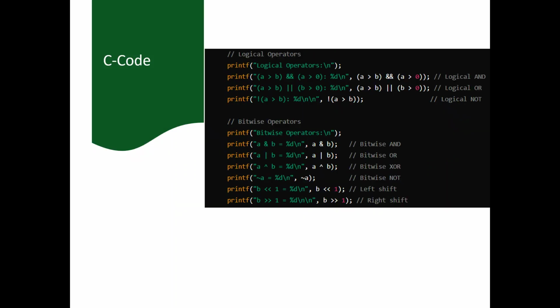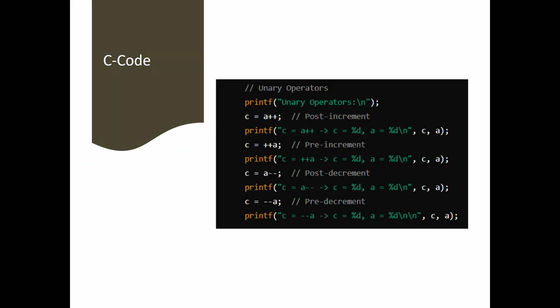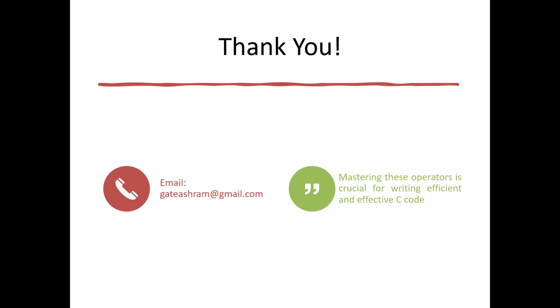Next we have the logical operators. Here you can see the code, right? Similarly, we have performed the bitwise operators. These are the outputs. Then unary operators, then conditional ternary operators.